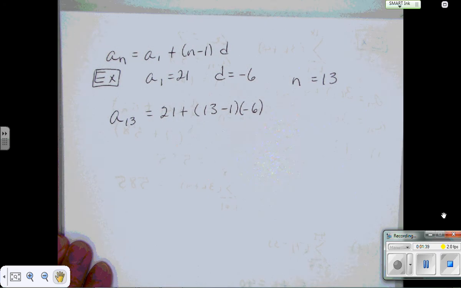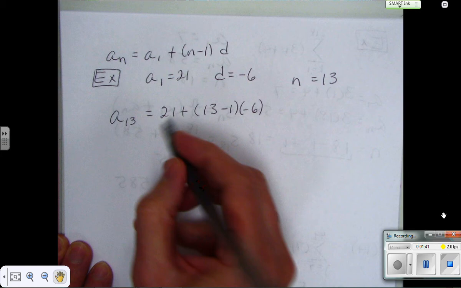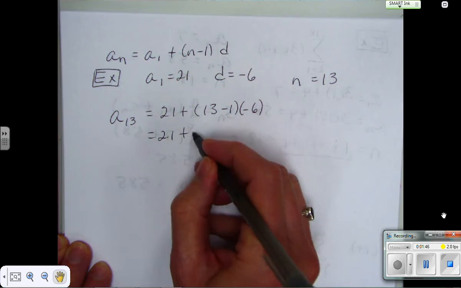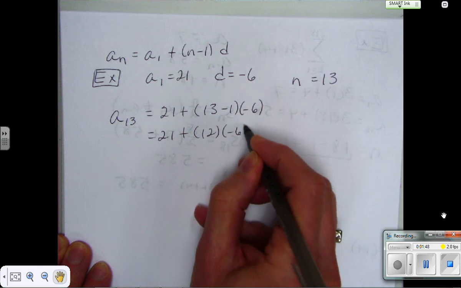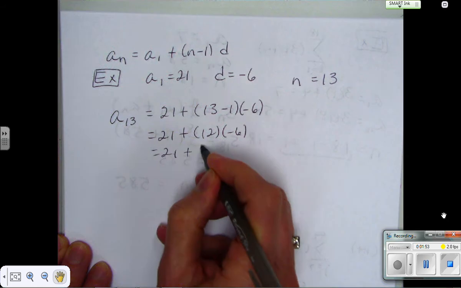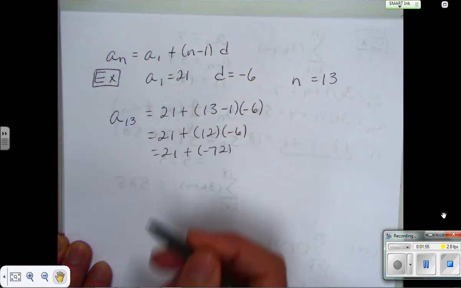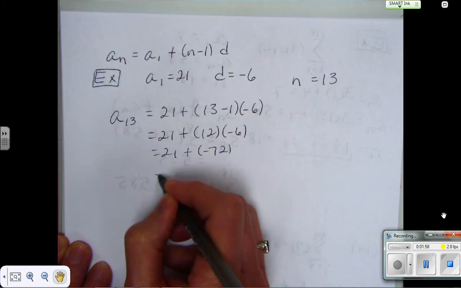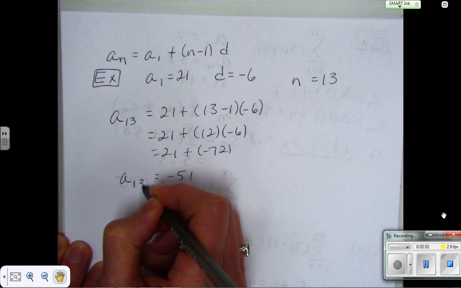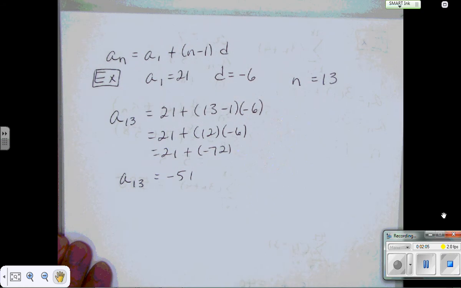And now we just need to do the order of operations. So I'm going to combine my parentheses. 13 minus 1, that's going to be 12, times negative 6. Okay, that's negative 72. And 21 plus negative 72 is negative 51. So that is your 13th term in that sequence. Okay. Any questions? Okay, let's look at the second example.